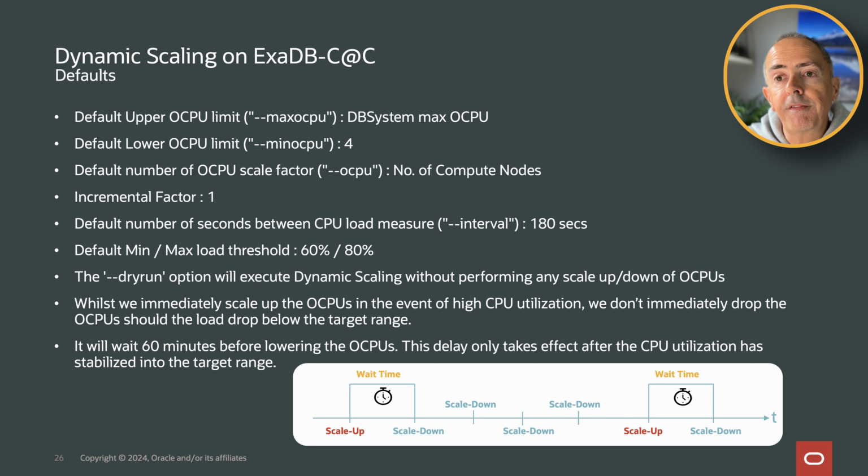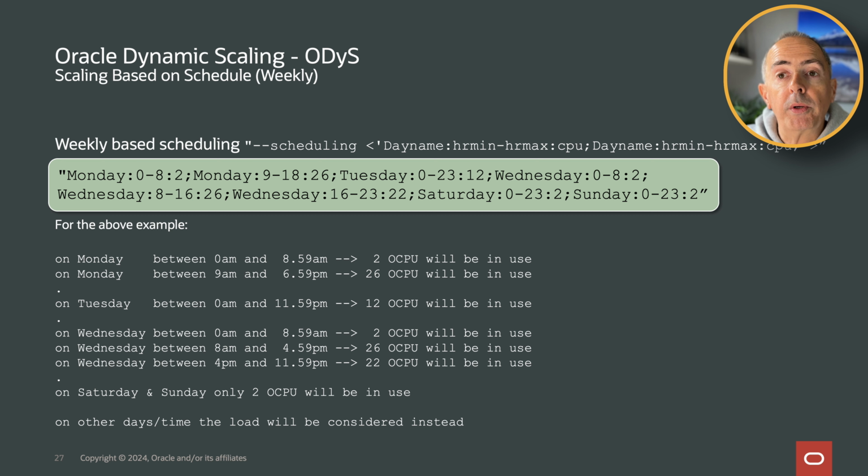So as well as scaling on load, you can also scale on schedule. So you can have a weekly based schedule. And in this example here, we're saying between the hours of midnight and 8:59 on Monday, we'll have 2 OCPUs. And then between 9 o'clock and 6 o'clock, we'll have 26 OCPUs. And you can have multiple lines for different time periods during the same day. And if we know Saturday and Sunday is going to be really low, then we can set it just to the minimum of 2 OCPUs.